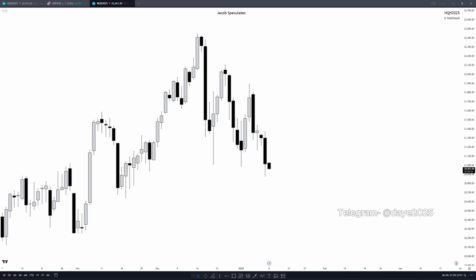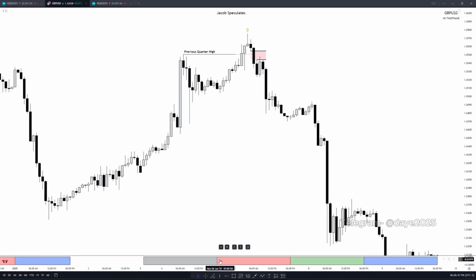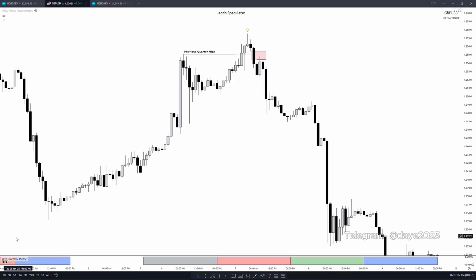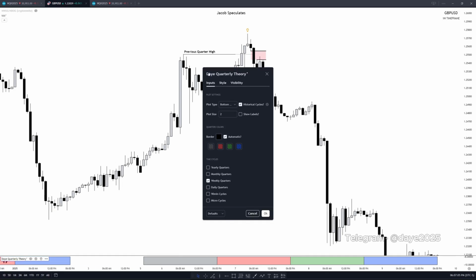Will you go over the settings for the QT indicator? I believe that either Medic or Platy will drop a personalized indicator for you all soon. The one that I currently use is called Day Quarterly Theory, and I believe it's by 2 degrees. If you search this up on the indicator tab, you will be able to find it. You always want to check historical cycles, keep that checked on, and then you can turn on whatever cycles you wish to view.